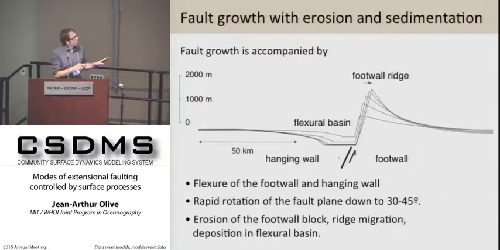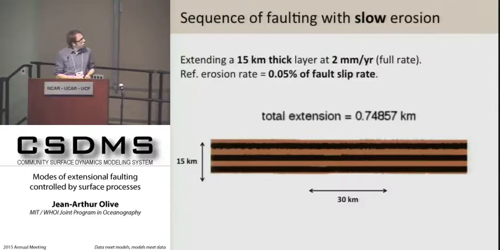Now the question we ask is, how does that feed back on the fault evolution on a longer time scale? So to do this, I'm going to show you two movies that correspond to two runs in which we stretch a layer that is 15 kilometers thick. We stretch it at 2 millimeters per year, and the reference erosion applied on the top boundary condition, on the top surface, is either almost negligible compared to fault slip rates, or is very important compared to fault slip rates.